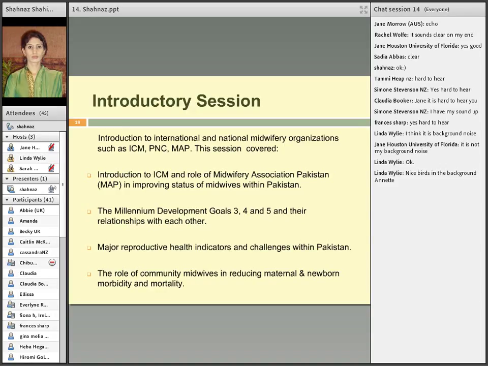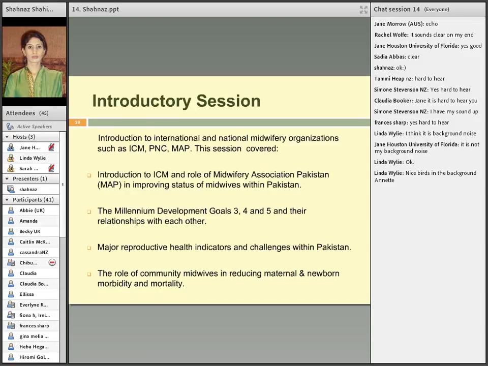As I said prior, mostly the deliveries are conducted in the communities by traditional birth attendants. Those are untrained. They have learned through observation and they are called dais. They practice and the women are very comfortable going to them. Once there are complications, they can't handle it, and at a very, very late stage, the woman is asked to move on.